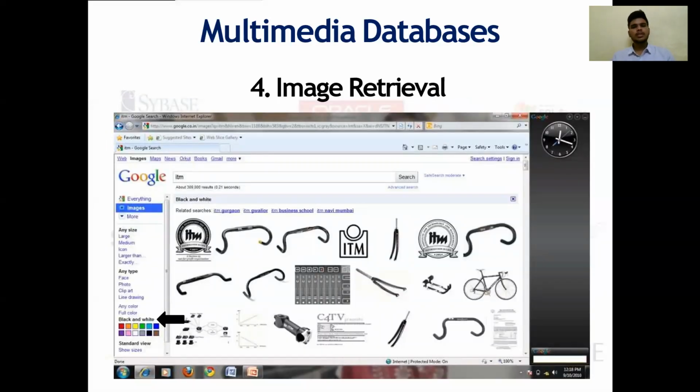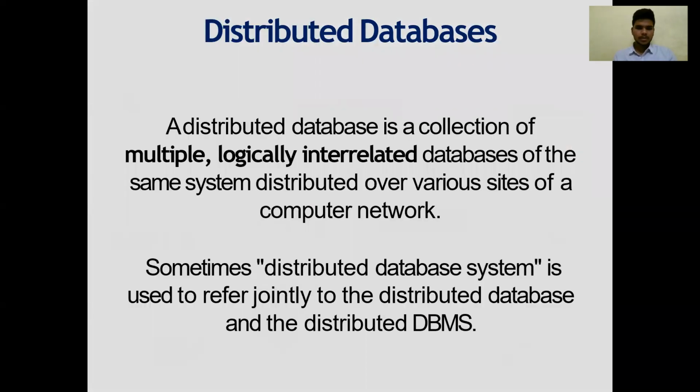Next, the fourth application is image retrieval. Here you can see the search engine where the item is given in the query, and you have kept a filter so that it shows only images. The query given, ITM, shows only the images of the ITM. What is ITM? Different types of ITMs show only images. As the given filter is that only images show, this is an image application.